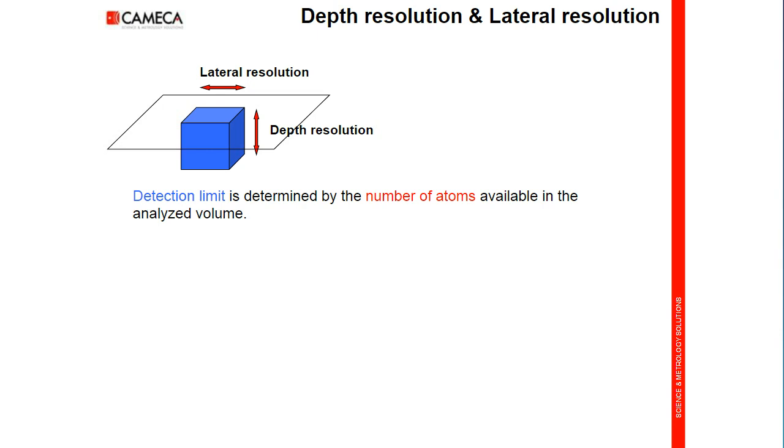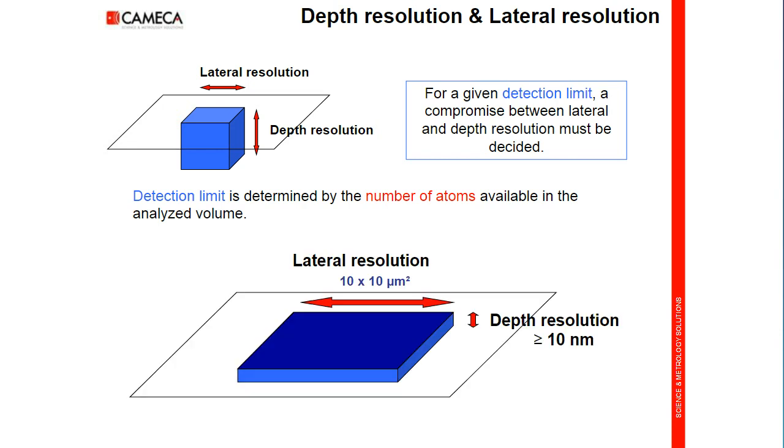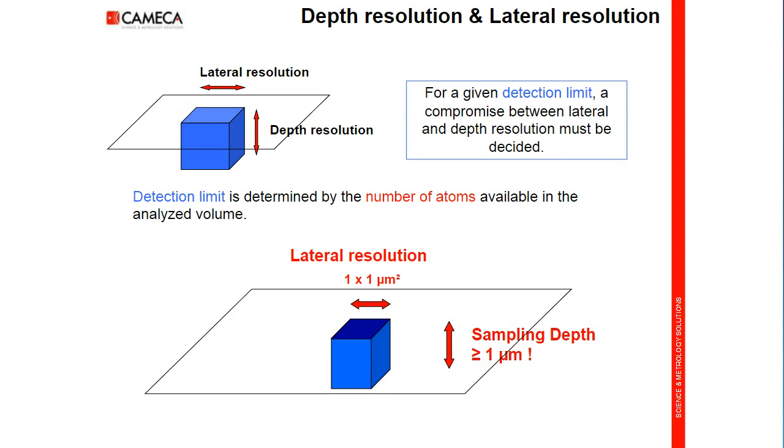Therefore, for a given detection limit, a compromise between lateral and depth resolution must be decided. If one wants to optimize the depth resolution, that is, to erode the sample thin layer by thin layer, typically during depth profiling, one needs to integrate the signal over a large sample area. If instead one wants to optimize the lateral resolution, typically during ion imaging analysis, one needs to integrate the signal over a large depth range.